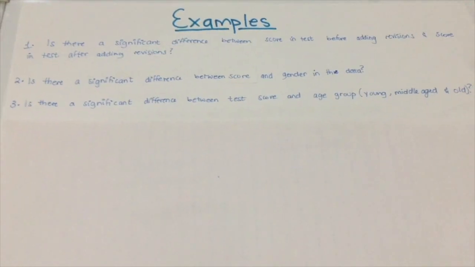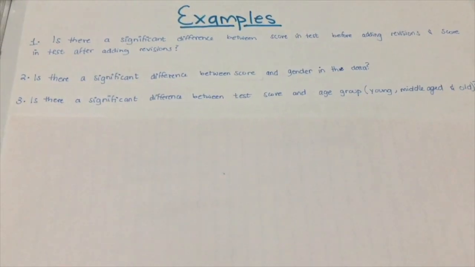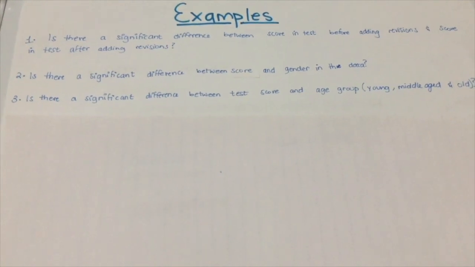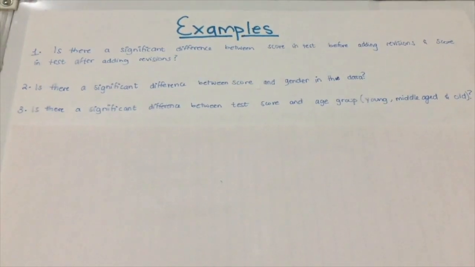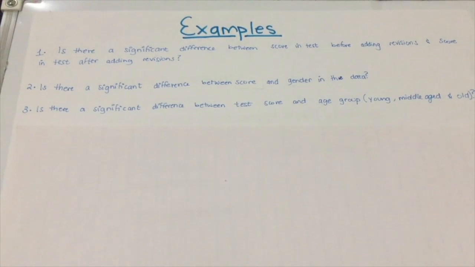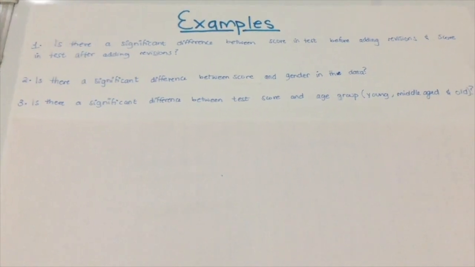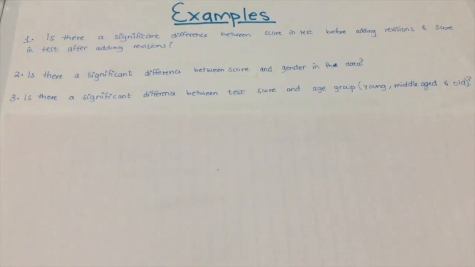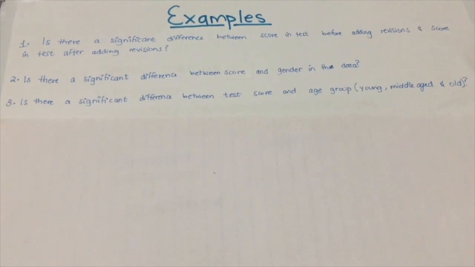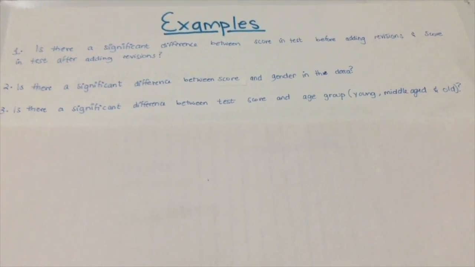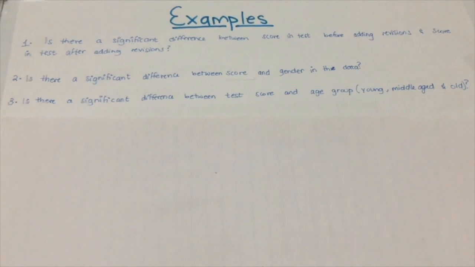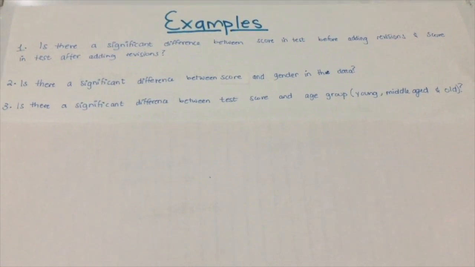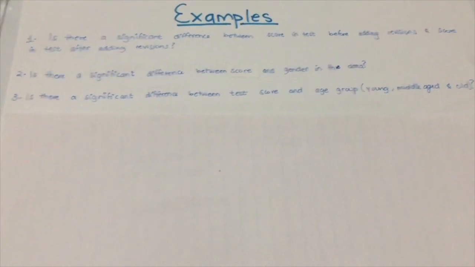So now I'm going to be covering examples. I'm going to be showing you 3 examples, one each for the last three tests we just talked about: independent, paired, and ANOVA. So I'll read the first one. It says, is there a significant difference between score and test before adding revisions and score and test after adding revisions?